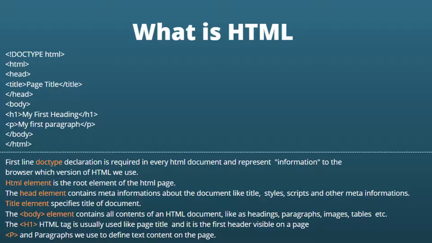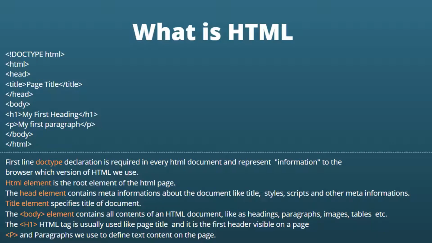HTML element is the root element of HTML page. Head element contains meta informations about document, like title, included styles, scripts, and other meta informations. Title element specifies title of document. Body element contains all content of HTML document, like headings, paragraphs, images, tables, etc.